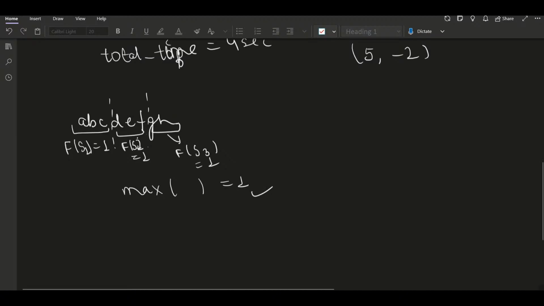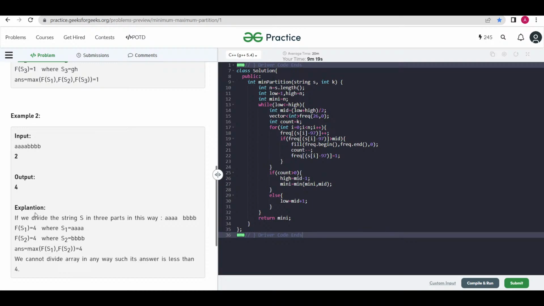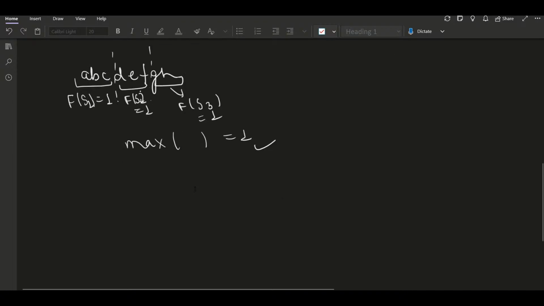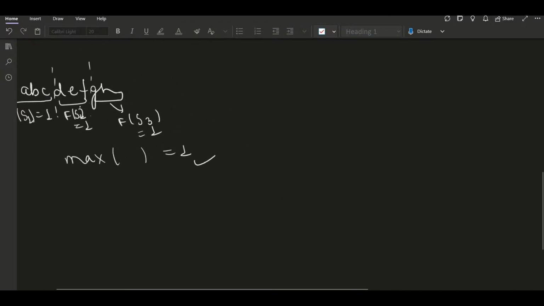Let's consider the second example as well. If we are given the string as 4 times a and 4 times b, and the k value is 2, we have to do two partitions, and then find the maximum value of f of s1 and s2. So if we partition at this particular point, let's consider this example. We have the value a, then b as well.